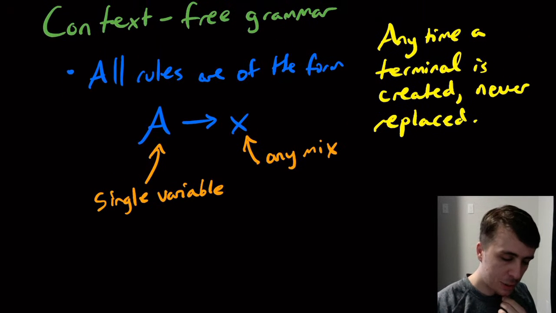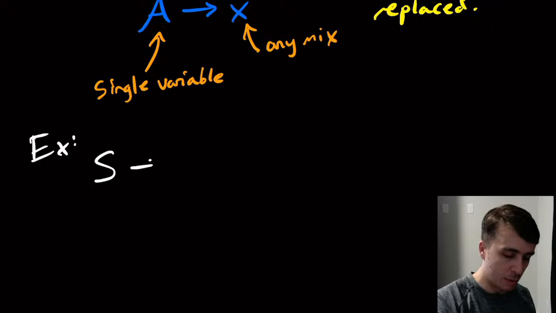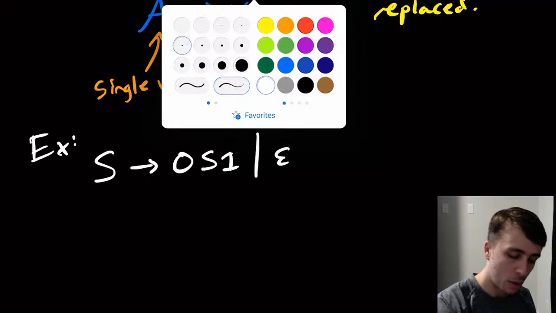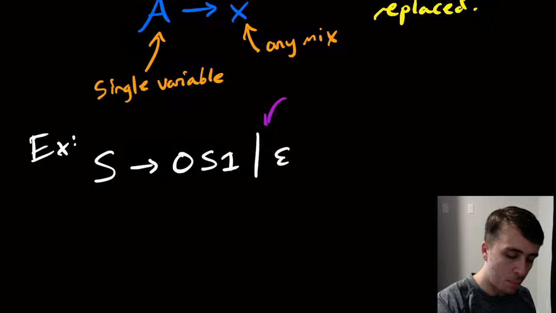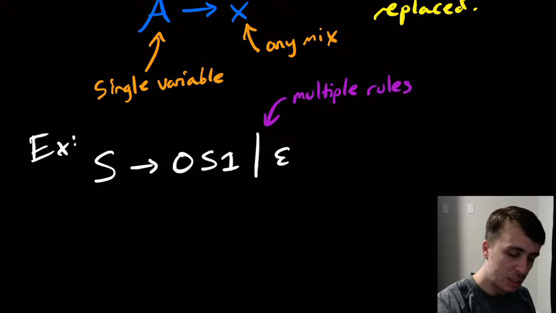So let's do an example of this. I'm going to do a really simple example, which is this one right here. And you've probably all seen this one because I've done it many times on the channel. This vertical bar right here means multiple rules. So this is saying multiple rules with the same left-hand side variable.